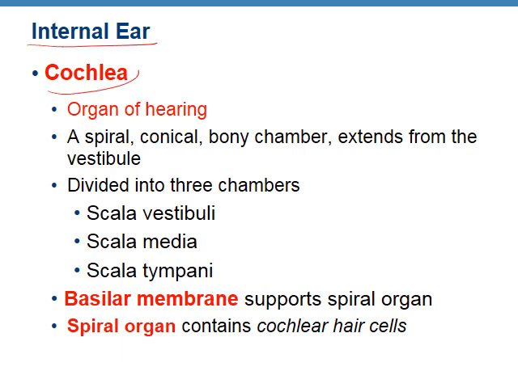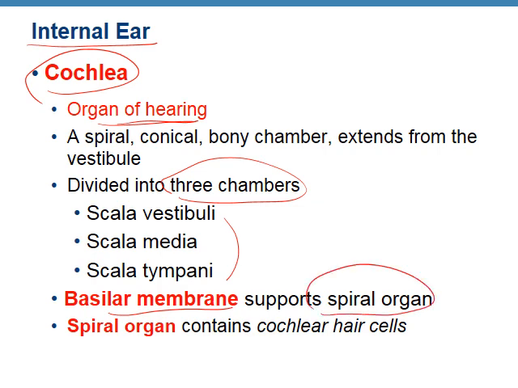In the internal ear, we also have the cochlea. So this is the organ of hearing. There are three chambers to the cochlea. We have a basilar membrane, which supports something called the spiral organ, and the spiral organ is where we have cochlear hairs.